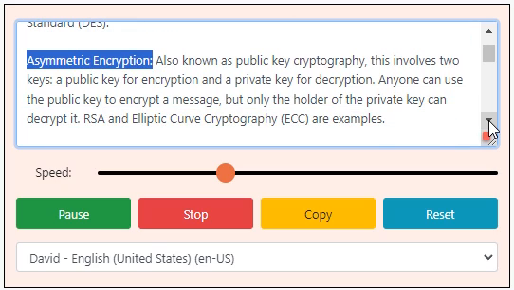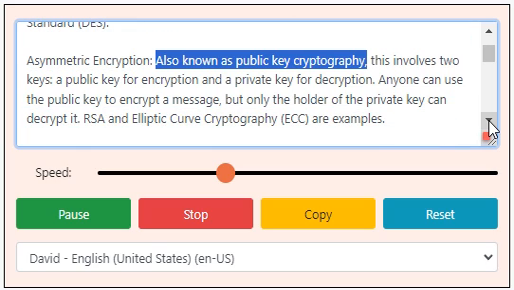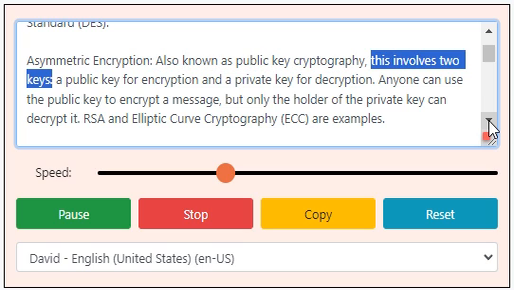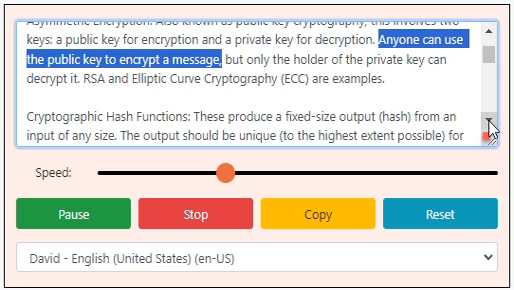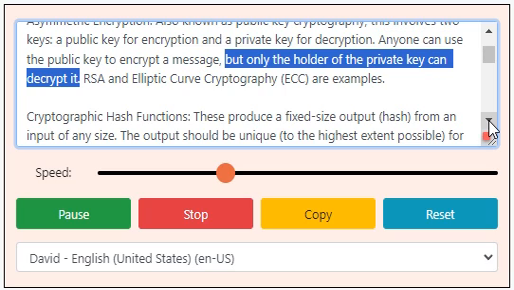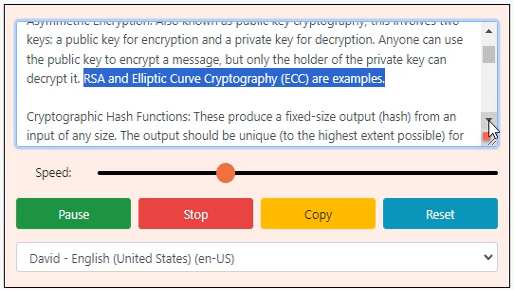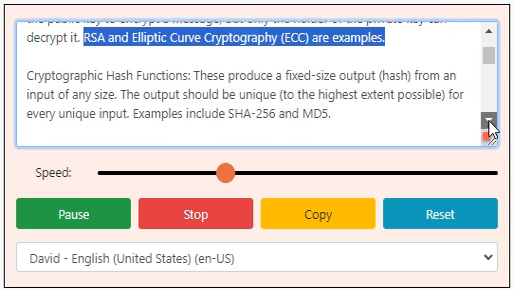Asymmetric encryption, also known as public key cryptography. This involves two keys: a public key for encryption and a private key for decryption. Anyone can use the public key to encrypt a message, but only the holder of the private key can decrypt it. RSA and elliptic curve cryptography, ECC, are examples.